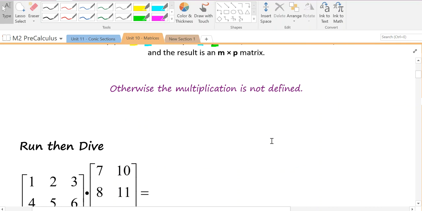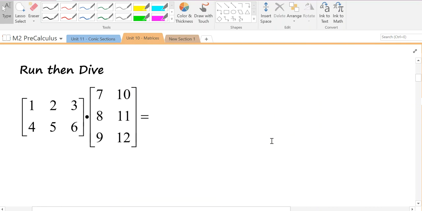Let's take a look at what that looks like. We're going to do something that I call run and dive. So first of all, my dimensions on this first one is a 2 by 3. My dimensions on this one is a 3 by 2. Notice that this 3 and this 3 match. That's how I know my multiplication is going to work. And furthermore, my answer will be a 2 by 2.